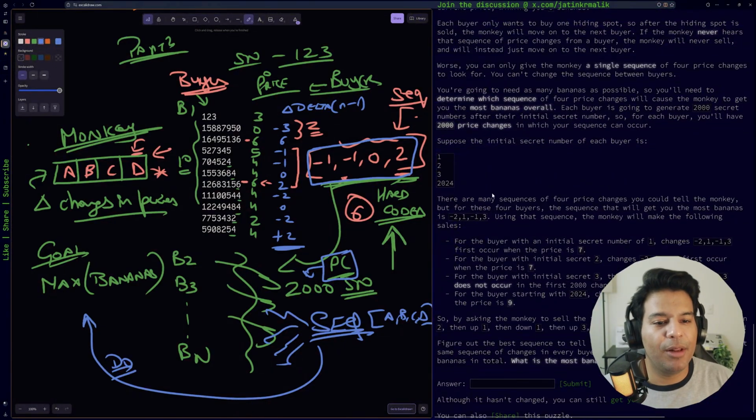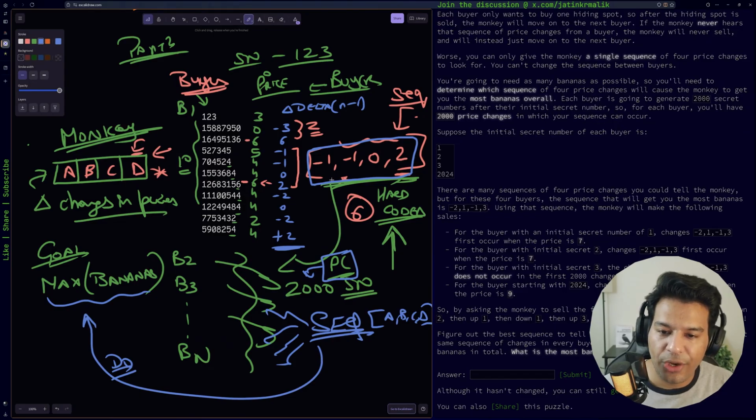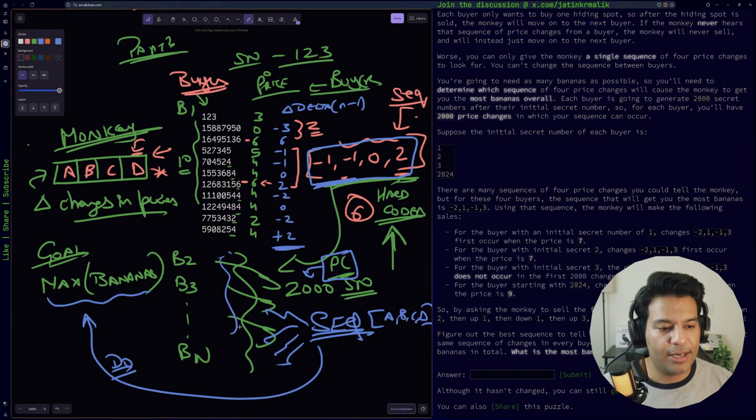And we are given an example where it says that suppose the initial secret number of each buyer is 1, 2, 3, and 2024. There are many sequences of 4 price changes that you could tell the monkey. But for these 4 buyers, the sequence that will get you the most bananas is -2, 1, -1, and 3. And using that sequence, the monkey will make the following sales. And the most interesting part is that since we have to maximize for bananas, I think we have to ensure that whatever sequence we find, it gives us the maximum number of results across all the buyers.